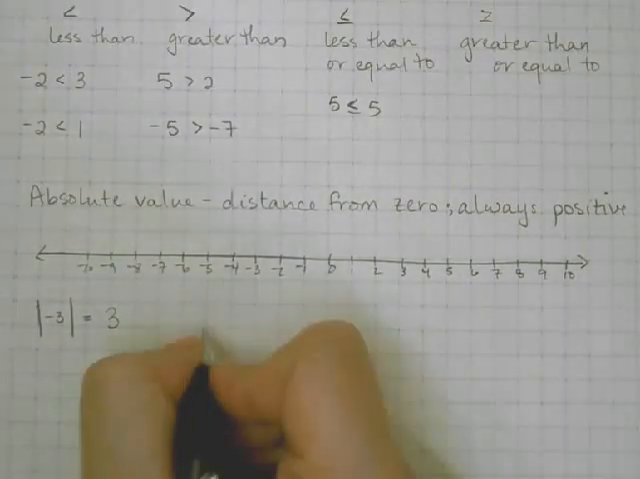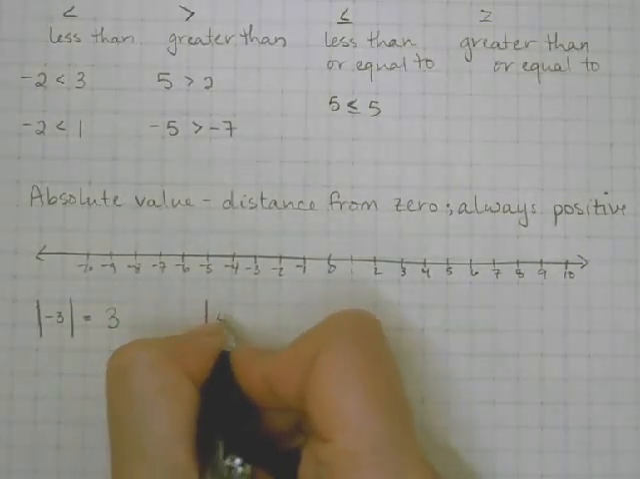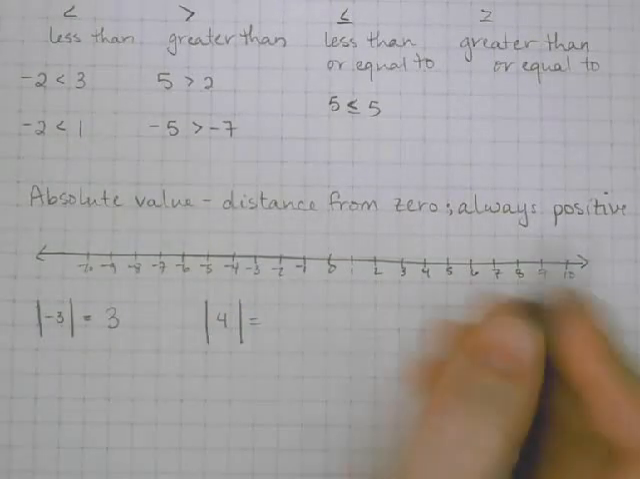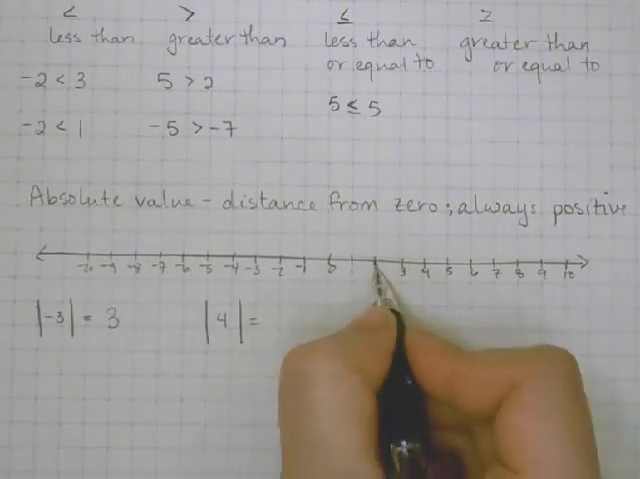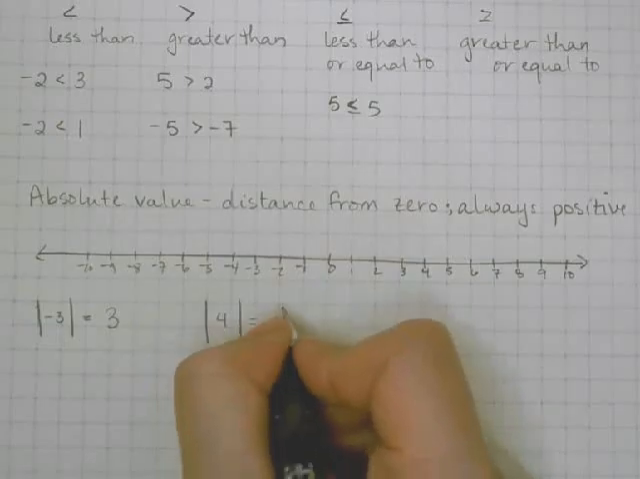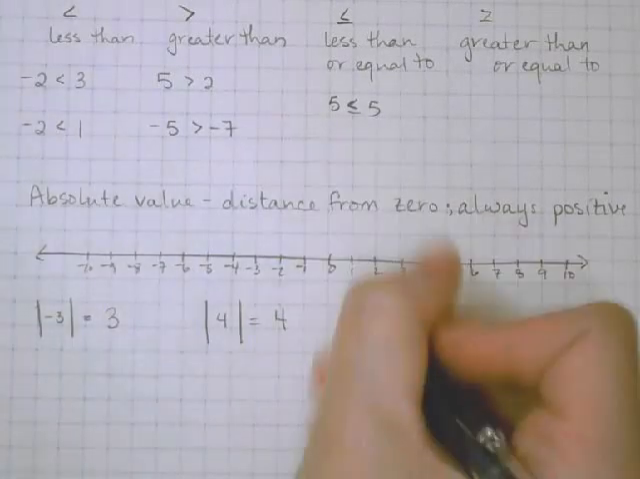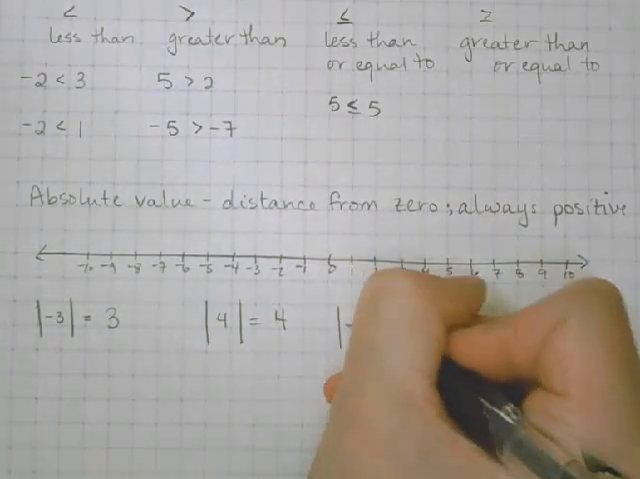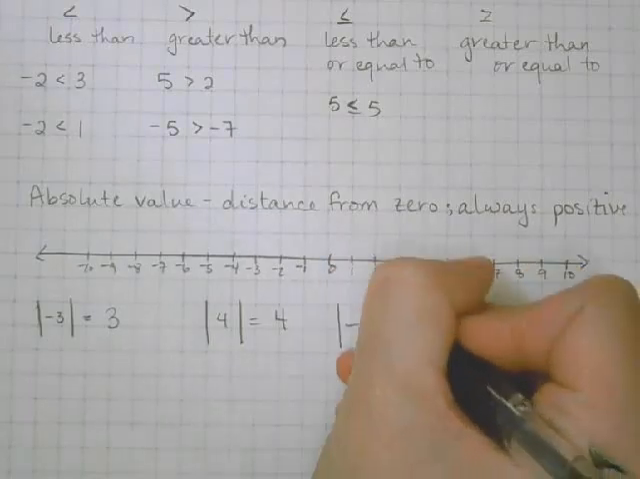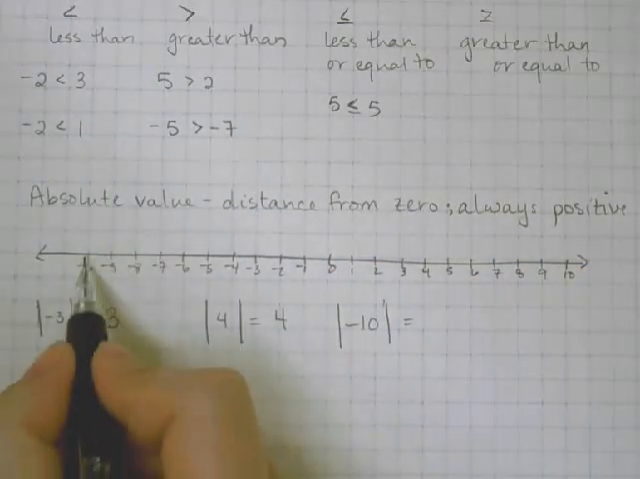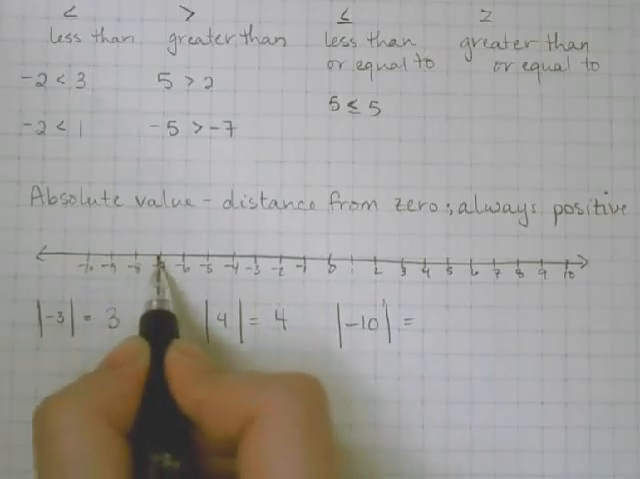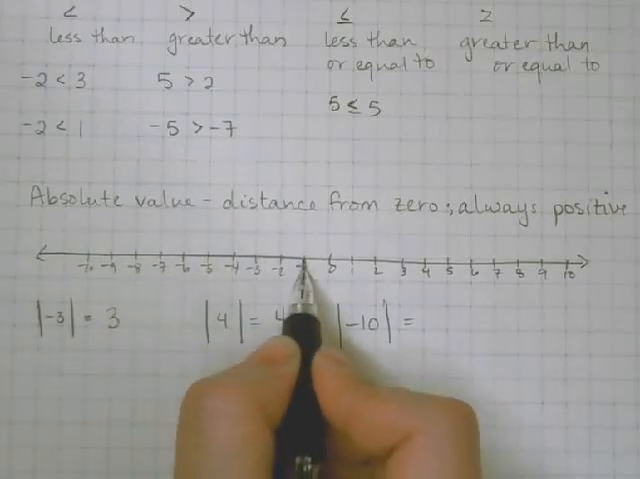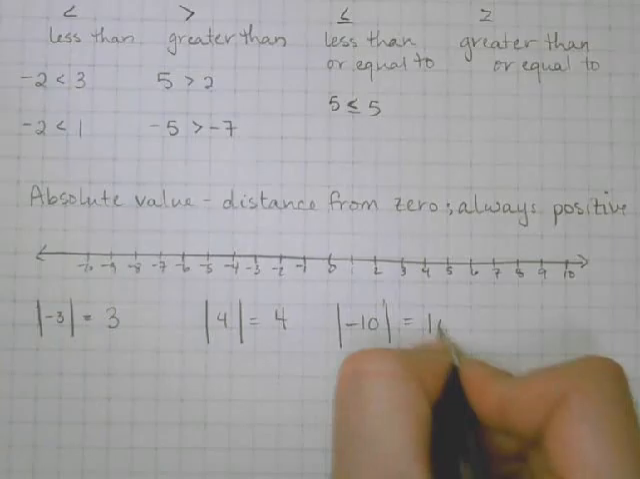If I have the absolute value of 4, go to 4, 1, 2, 3, 4. My distance from 0 is simply 4. My absolute value of negative 10, and I'm kind of exaggerating those brackets a little bit. So negative 10, 1, 2, 3, 4, 5, 6, 7, 8, 9, 10. That's an absolute value of positive 10.